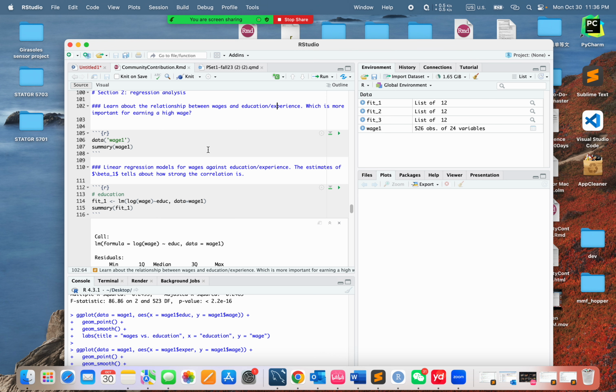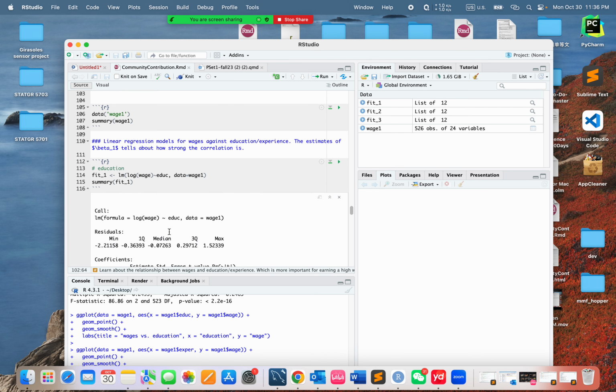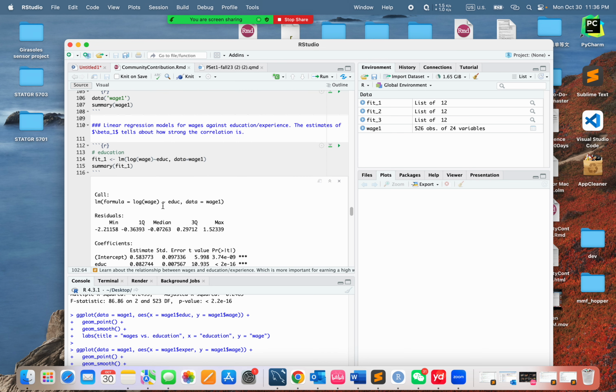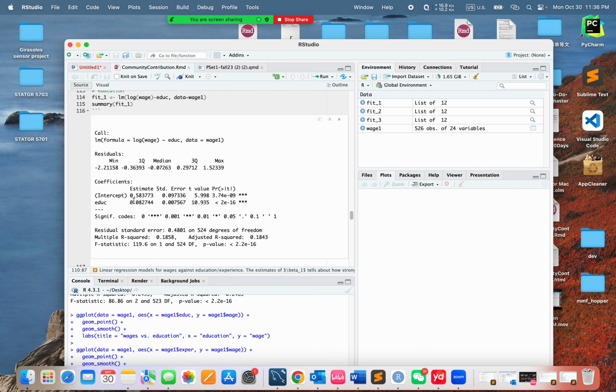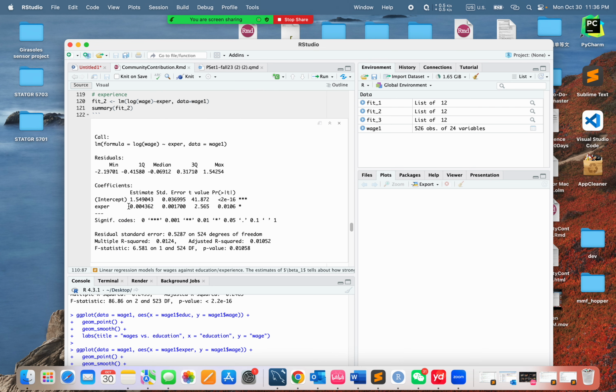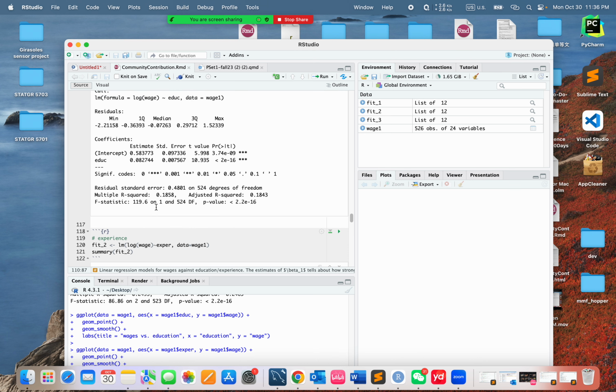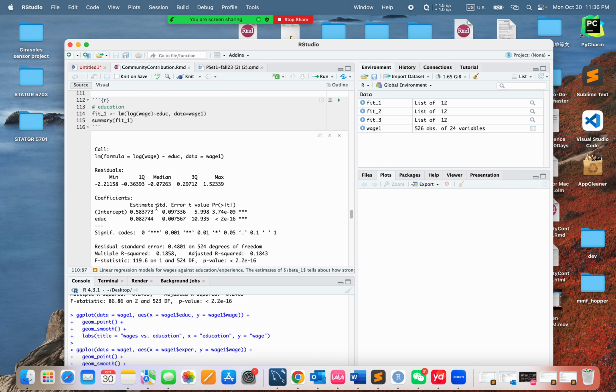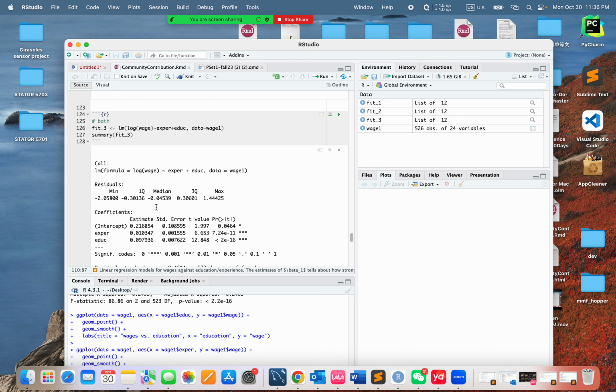We use a linear regression model to study the relationship, and then basically we obtain estimates of beta 1, and the higher the beta 1, the larger the effect of the variable on the income. So the estimate of beta 1 for education is 0.08, and the estimate for experience is only 0.004, meaning that education is more important for higher wages than experience.